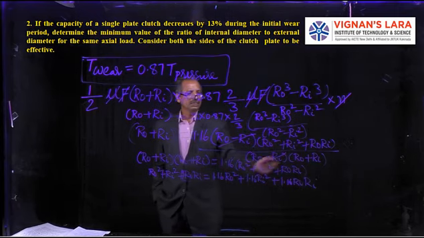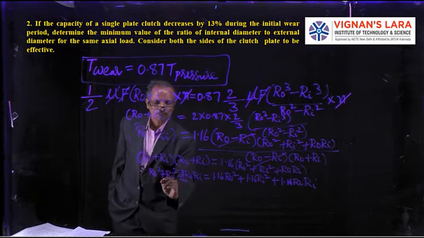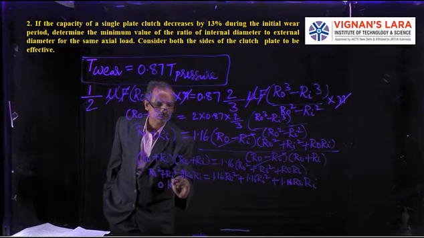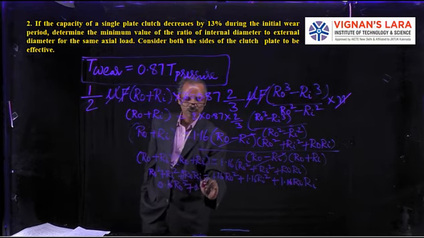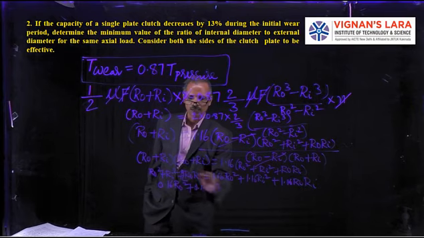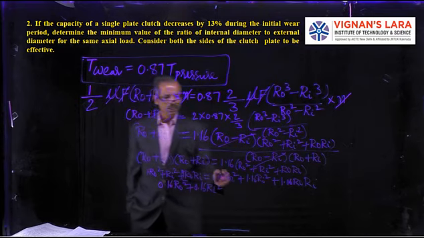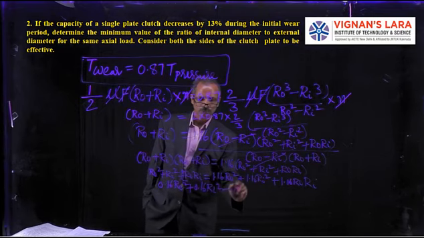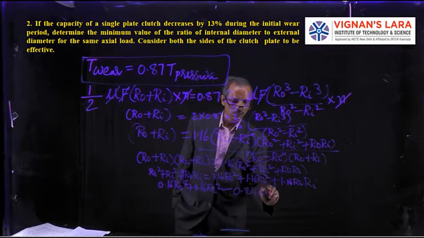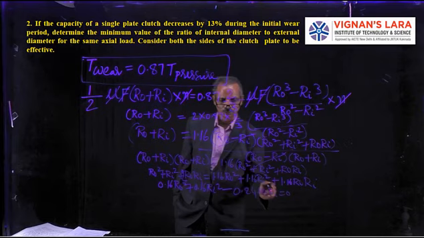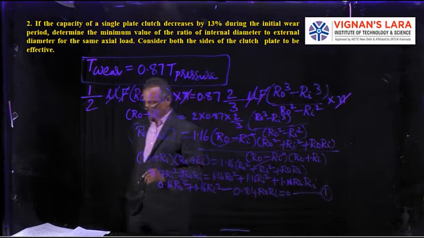So if you arrange all the terms on one side, then you get 0.16 R naught square plus 0.16 Ri square. I have taken all on the left hand side, then it will be minus 0.84 R naught Ri is 0. Let me call this equation number 1.